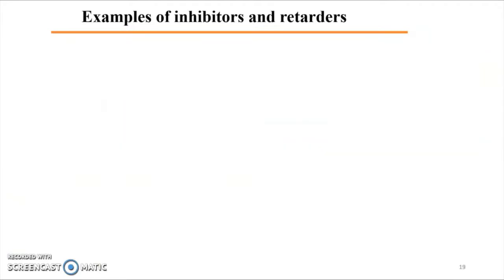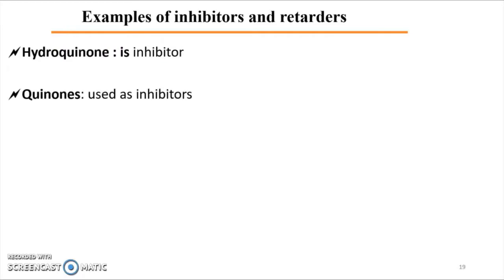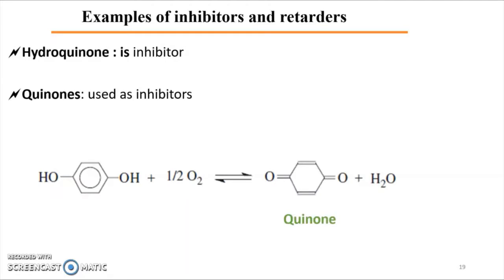Also, we have the family of hydroquinone, which is also an inhibitor, and we have the quinones, which are also used as inhibitors. We have to know that if we have oxygen in the medium, the hydroquinone can react with the oxygen and form quinone. So we have a higher level of inhibition in the medium.